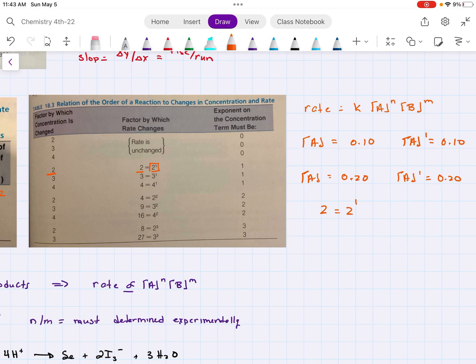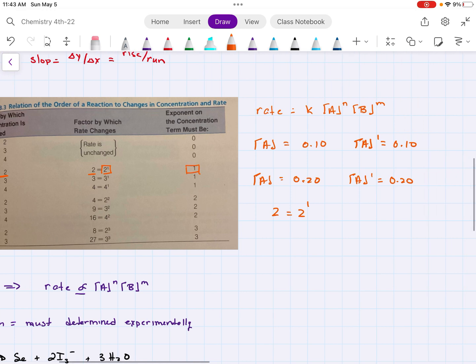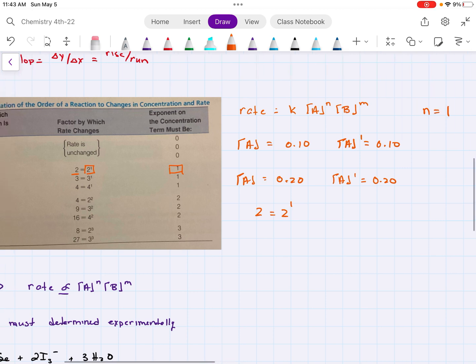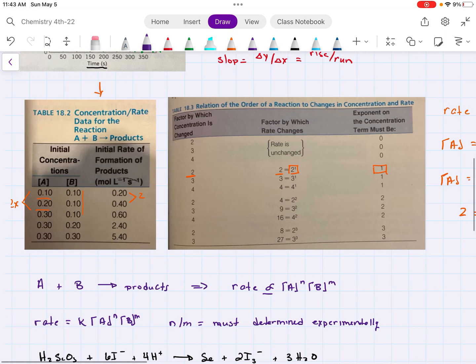Because 2 is equal to 2 to the first power, which is 2. So then the exponent that goes on reactant A becomes a 1. So now we just realize that n is equal to 1. It'll make more sense as we go through the next example. All right, so let's take a look at reactant B.